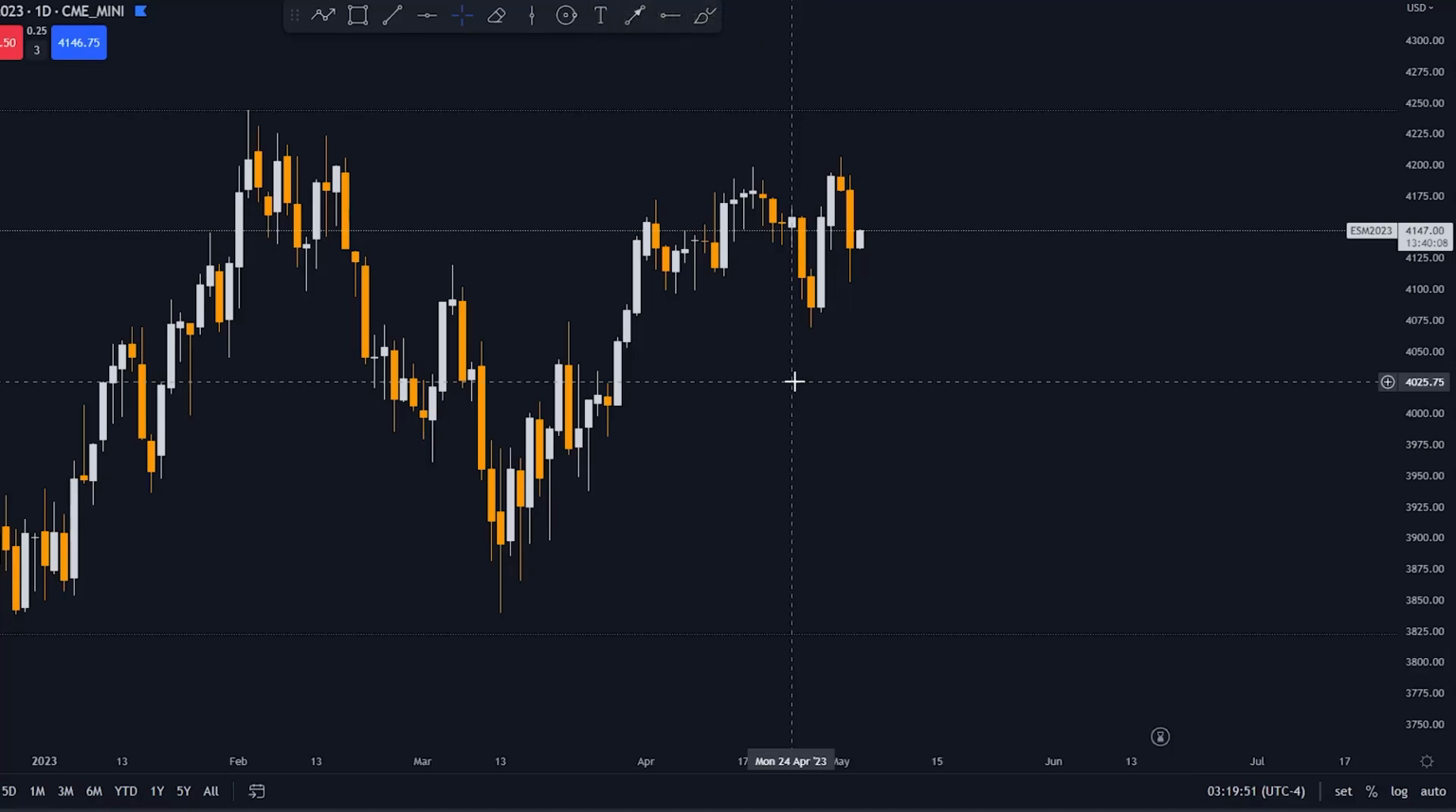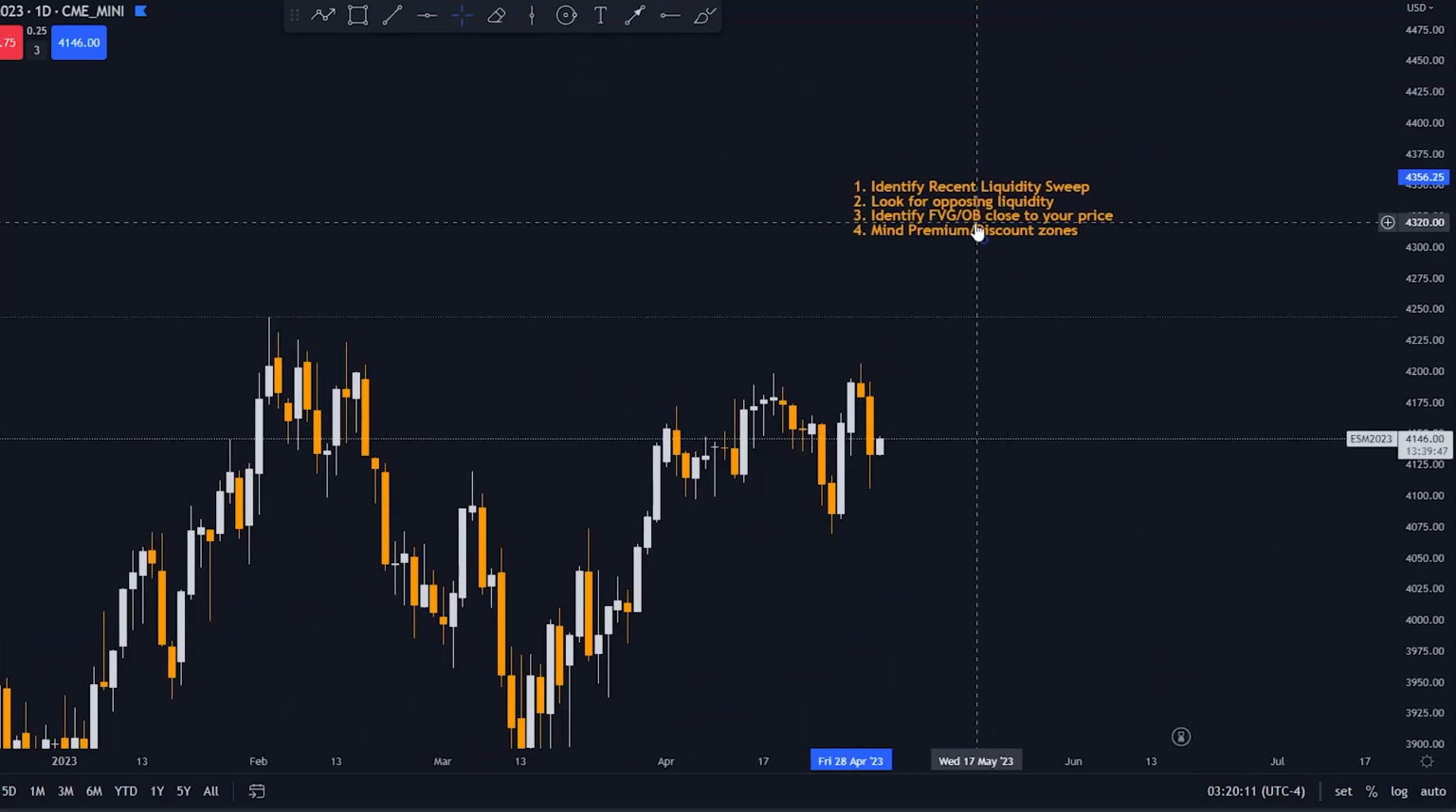Hello everyone. Today we will be talking about the important part of ICT concepts, and that is the daily bias. It's very simple and easy to understand and helps you prevent entering losing trades because you didn't know where the market is going. So let's get right into it.